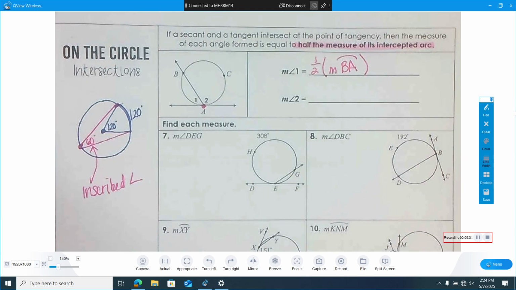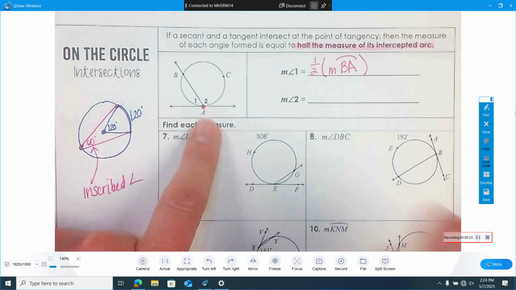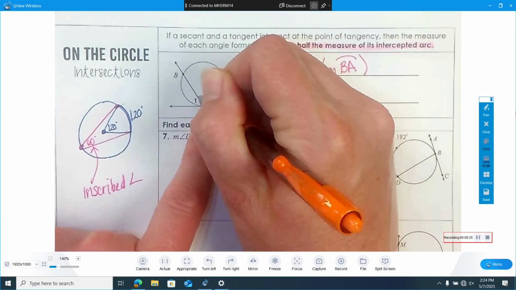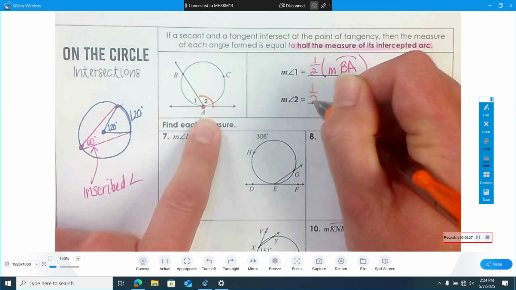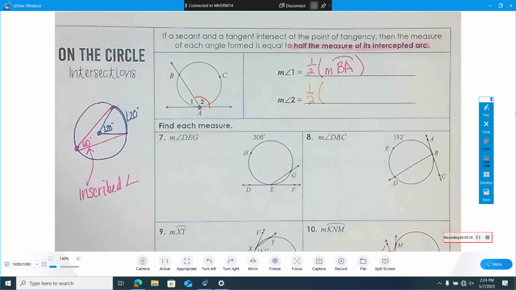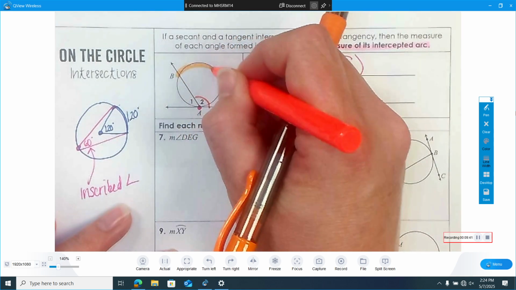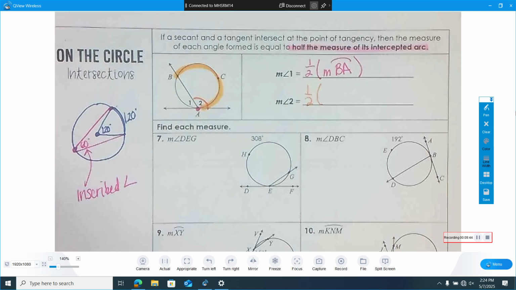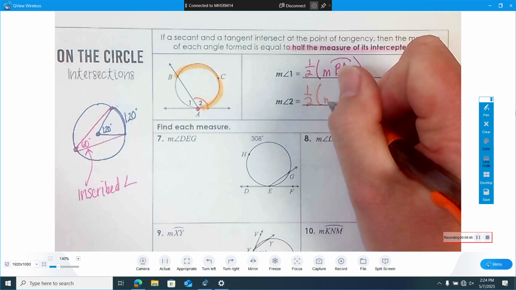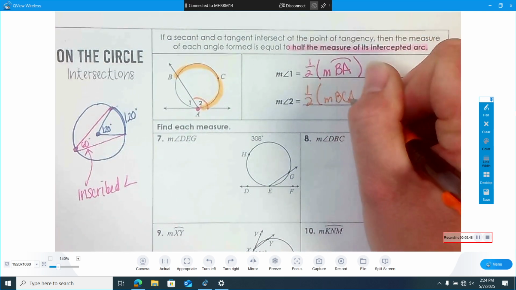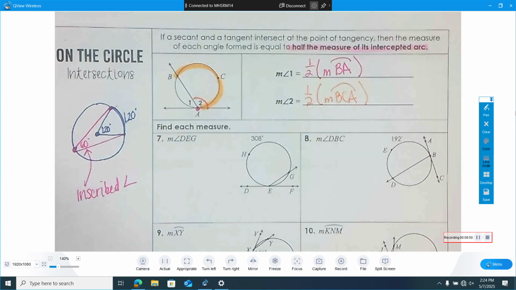And the measure of angle 2, so angle 2 right here, is simply half the measure of its whole intercepted arc, which in this case is quite a large arc. It is a major arc, BCA. All right, so it's still just half the measure of its intercepted arc.